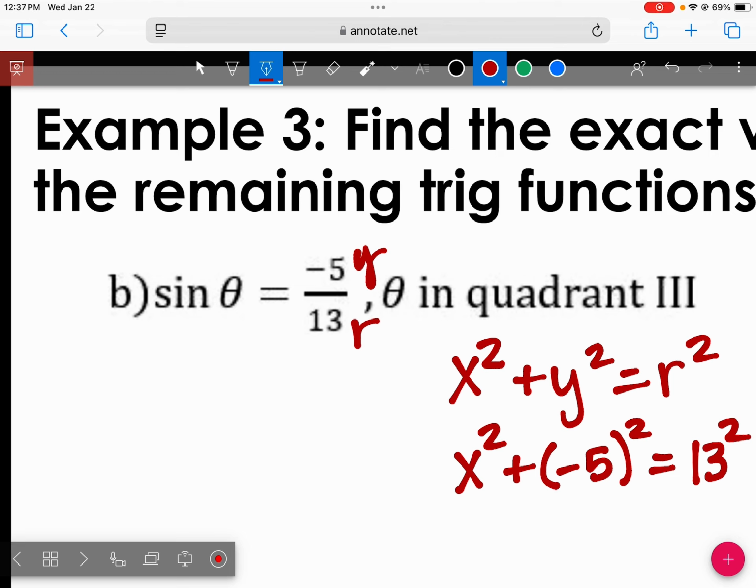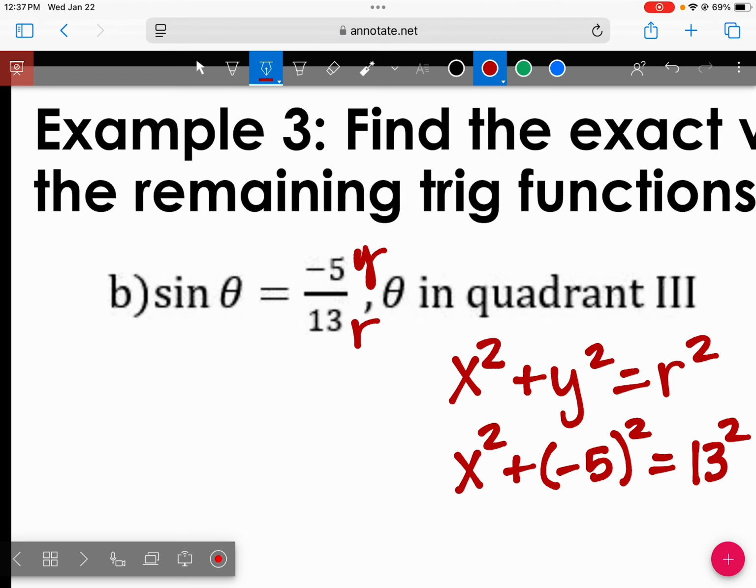And what's the only thing that's going to be positive in quadrant 3? Which two? Tangent and cotangent. So we just know that tangent and cotangent are positive. And this is actually one of the easy ones because we don't have any radicals. All of them are just whole numbers. So we can just write our fractions. We don't need to worry about rationalizing because we have 12, 5, and 13.